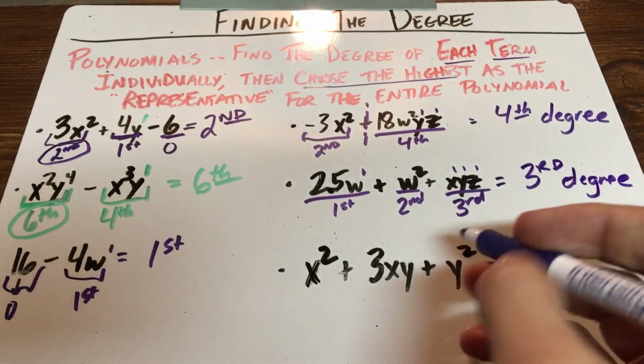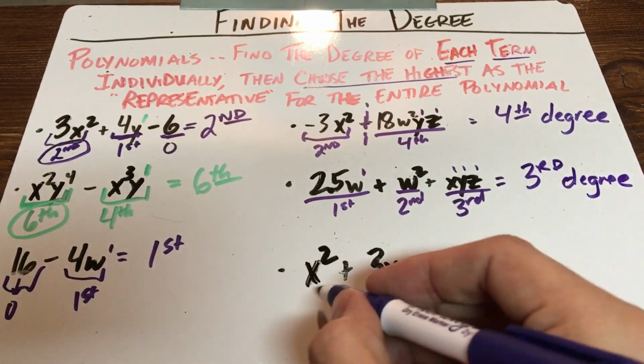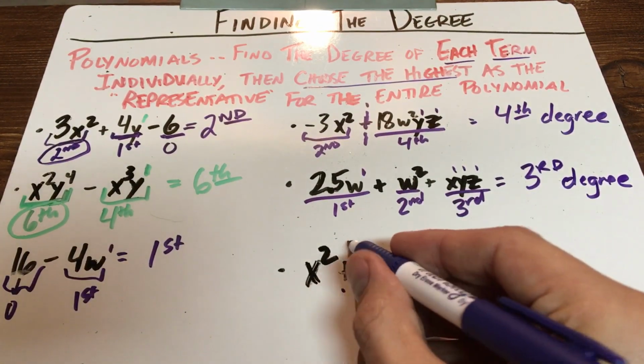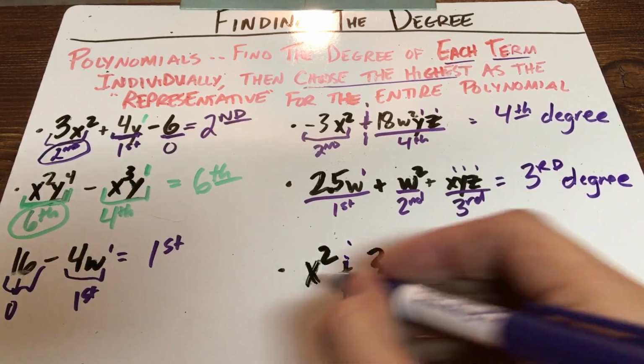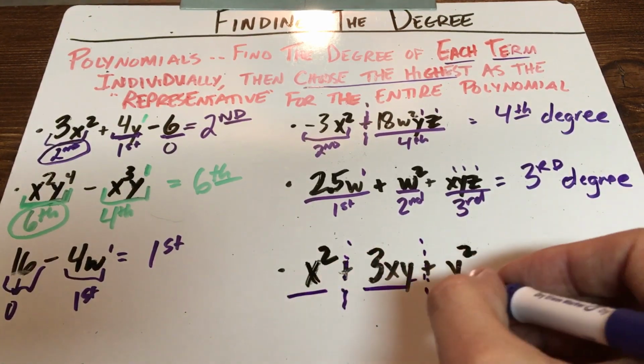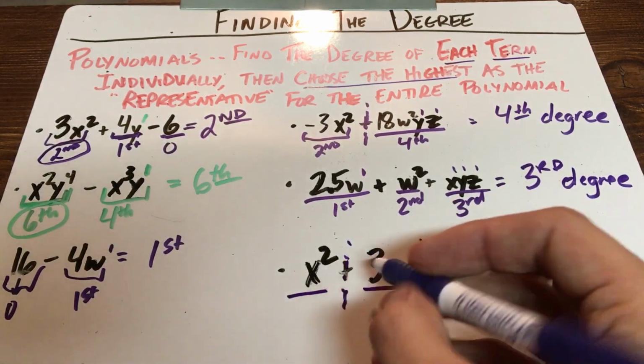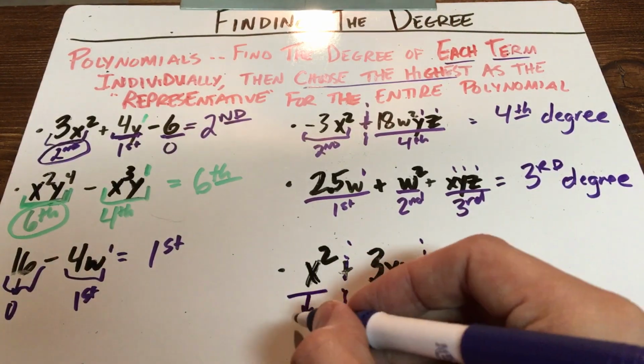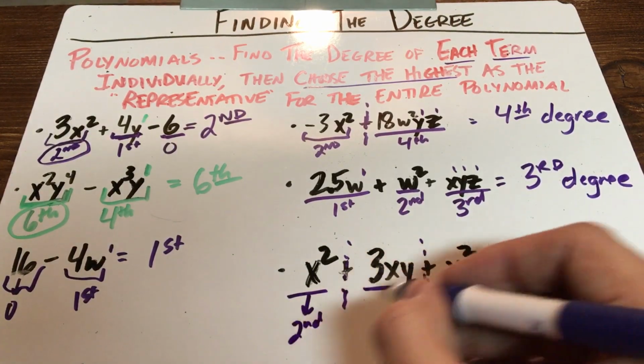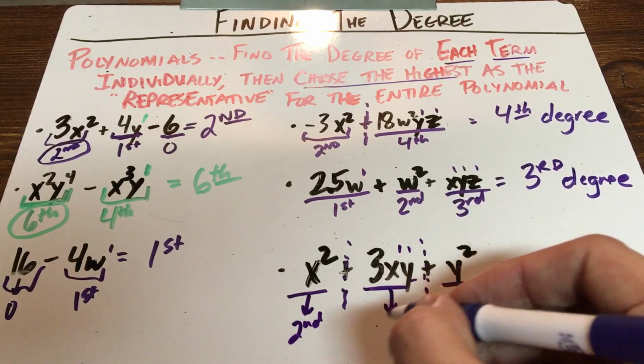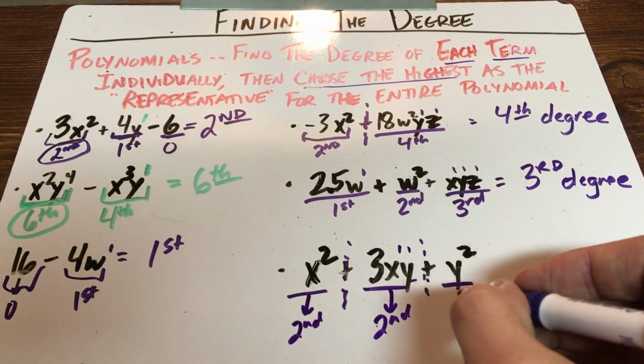Okay, the final one on this board. I have a trinomial, right? There's 3 parts being separated by my adding sign. In this case, I have 2 adding signs. There's term number 1, term number 2, term number 3. What is the degree for each one? That's 2nd degree. This is also 2nd degree. And the y is also 2nd degree.